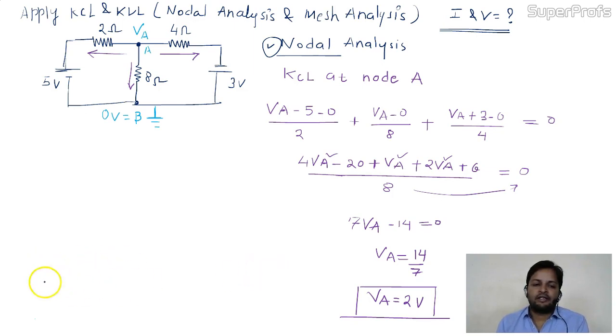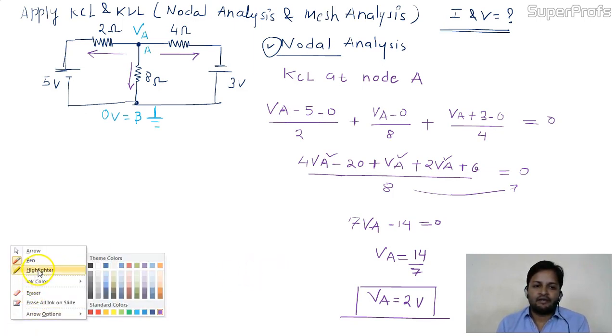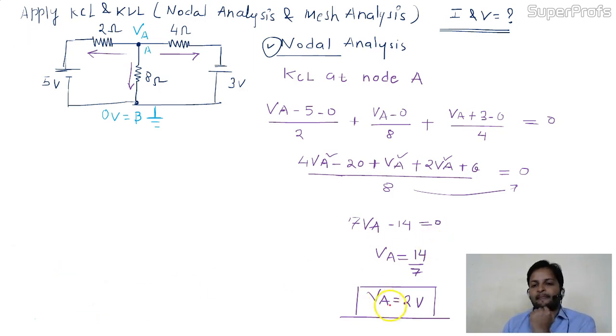Are you getting it? You get the 2 volt. After solving the circuit, you get the output 2 volt, which means the voltage VA is 2 volt. Can you find out these different currents? If this is I1, this is I2, this is I3, and someone asks you what I1 is, you will say I1 is nothing but 2 minus 5. But the potential of 5 volt is higher than this, so obviously the current direction will be this side.